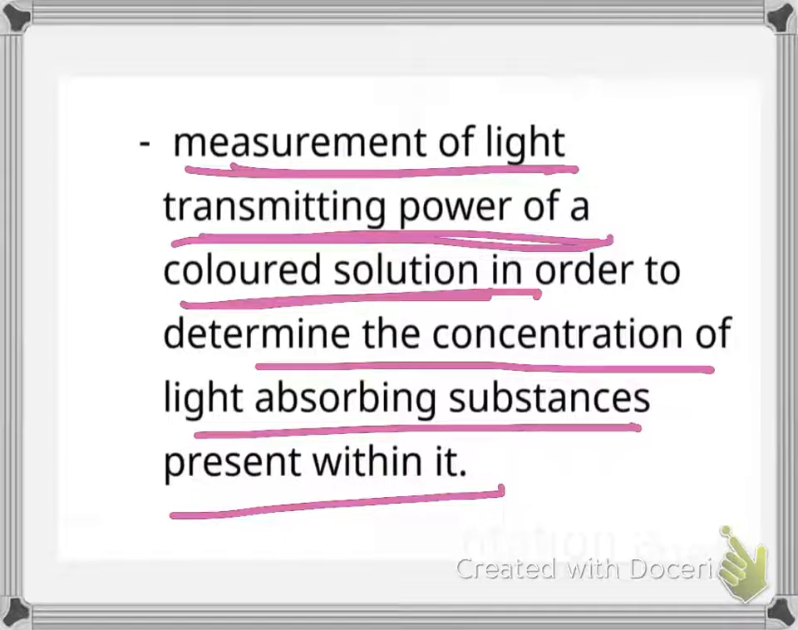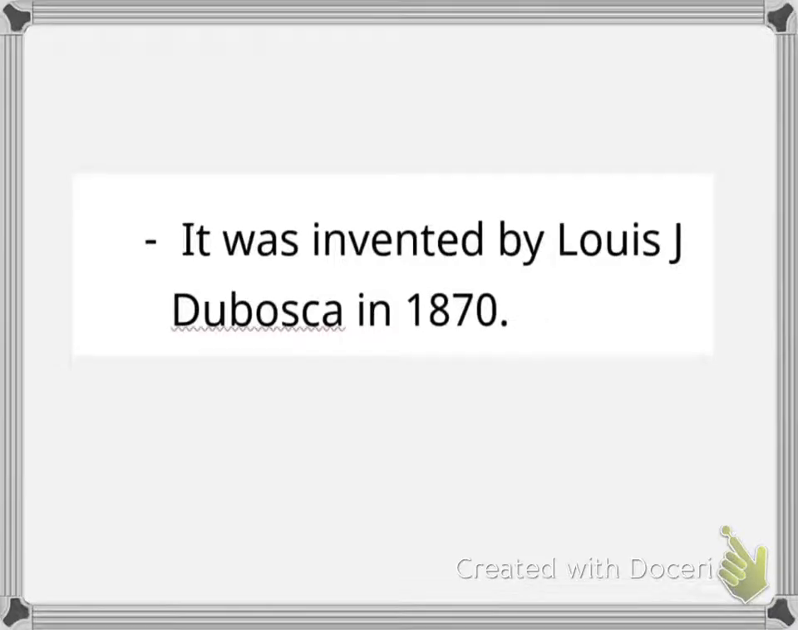Suppose we have a solution with an unknown concentration and we want to find out its concentration, we can use the colorimeter. By measuring the light transmitting power of that colored solution, we can determine the concentration of the light absorbing substances present within it. It was invented by Louis J. Duboscq in 1870.